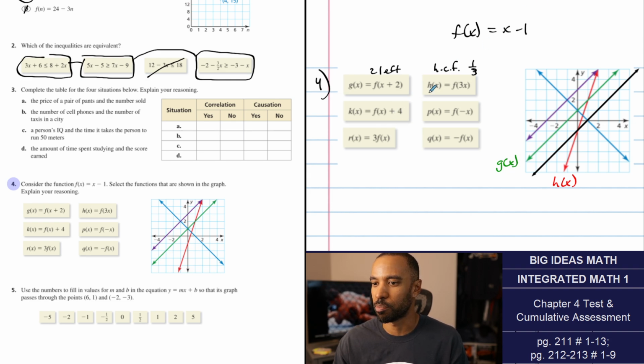K of x equals f of x plus 4. We're going to go 4 up from that one. So find the one that from black goes 1, 2, 3, 4. That's purple. So that will be k of x.